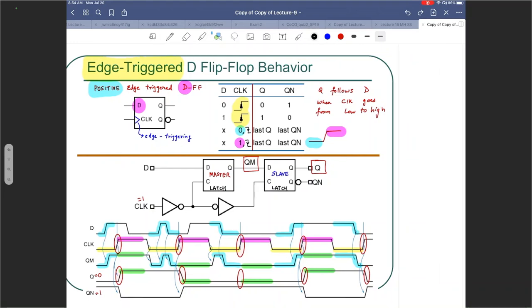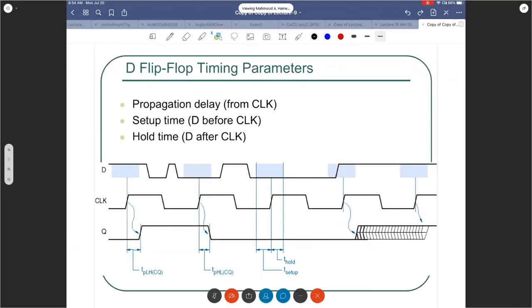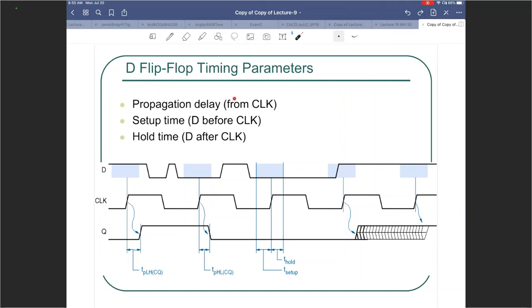Okay. Let's move on here. We already looked at that. Now, coming to the D flip-flop timing parameters. Some of this we have already started talking about, the setup time and the hold time specifically. So, propagation delay from clock. Well, the output Q will change after the propagation delay expires, right? There will be some propagation delay from changing the input to the output being able to change.